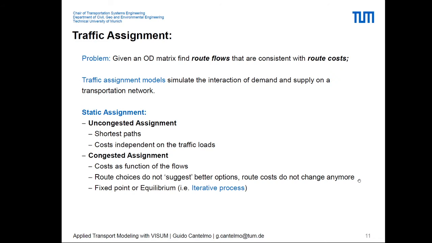Then one day you will realize that one certain path is actually the most convenient during that time of the day. But this choice that you're doing depends on other people's choices. And this is exactly what we call congested assignment. In uncongested assignment, your decision is mostly an individual decision. The choices of other users do not really influence your decision in the end.